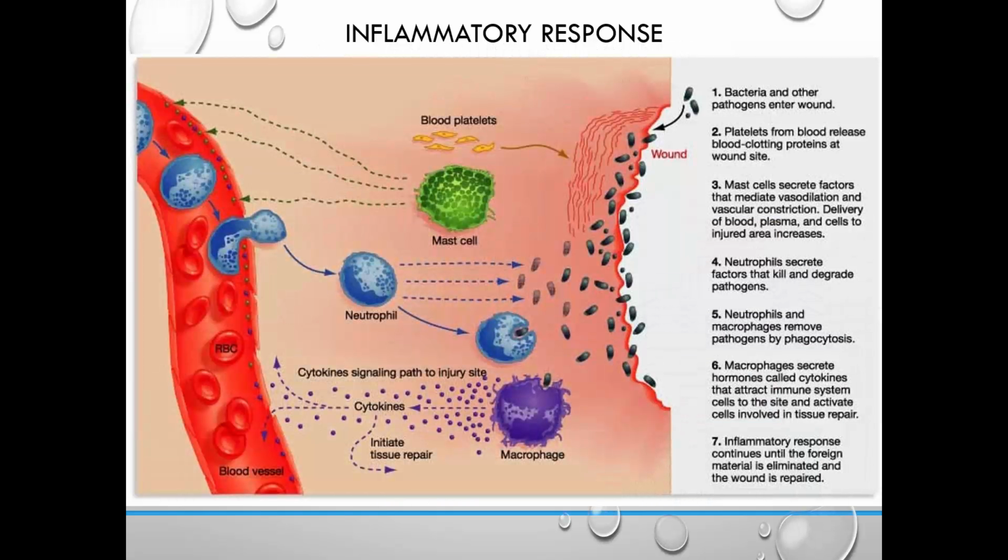So now I'm going to talk a little bit about the inflammatory response. And the inflammatory response is a response to tissue damage. If you roll your ankle, it will get inflamed. You'll see the redness, the heat, the swelling, the pain. Tissues have been torn, it's damaged.